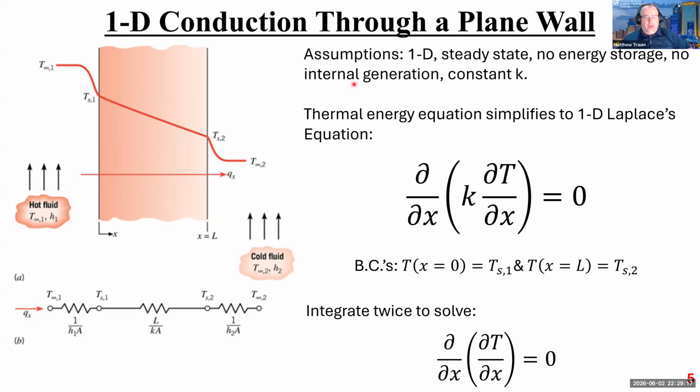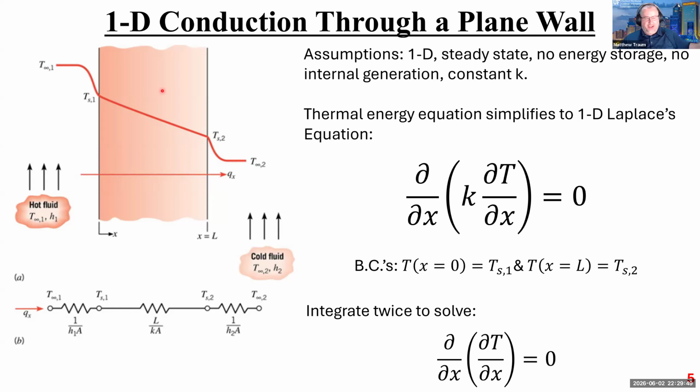Okay, so that sort of covers the underlying assumptions. One dimensional, steady state, right? So these temperatures are fixed, they're not changing with time. No energy storage, no internal energy generation, right? So I'm not storing any energy in here. I'm not spontaneously generating any energy, right? Which might seem very weird, but you can generate thermal energy by taking energy of another form and converting it into thermal energy inside one of these plane walls. We'll actually get to that later.